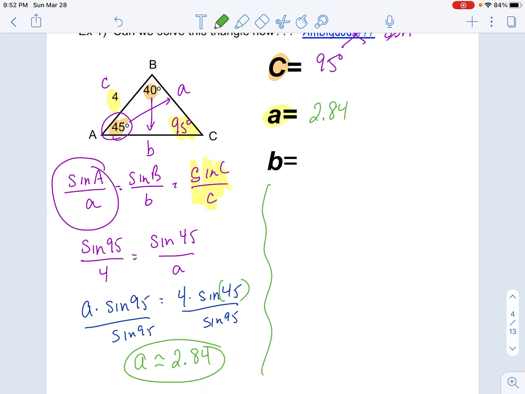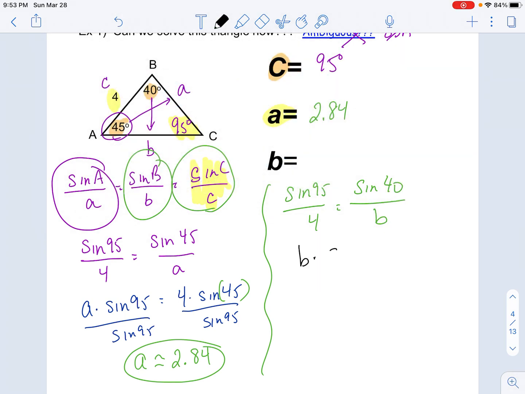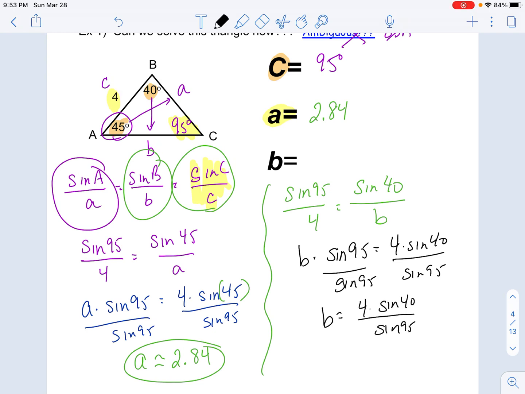Now we're going to do the same thing and we're going to solve for side B. Okay, so again, I'm going to take that full fraction that I was given. So that's sine of 95 over 4. But this time I'm going to use sine of B over B. So it's sine of 40 over lowercase b. And then we cross multiply. So it's b times sine of 95 equals 4 times sine of 40. Again, divide both sides by sine of 95. So that gives me b is equal to 4 times sine of 40 over sine of 95.